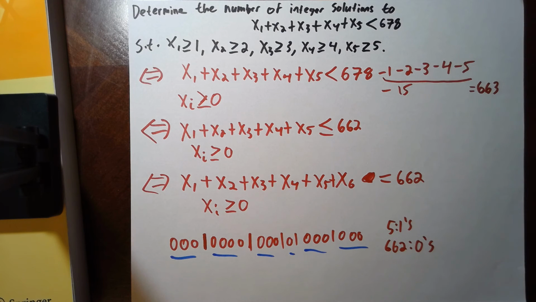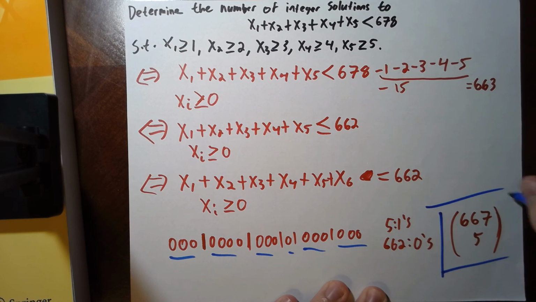And so we have 667 total things, and we need to choose 5 because this is just a bit string. So the answer to this is going to be 667 choose 5. And that's the final answer to this Diophantine equation.